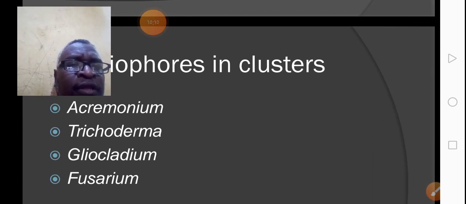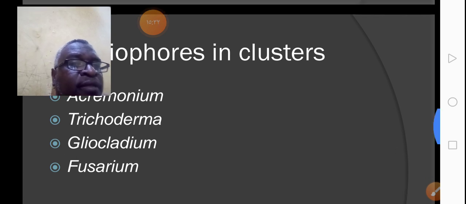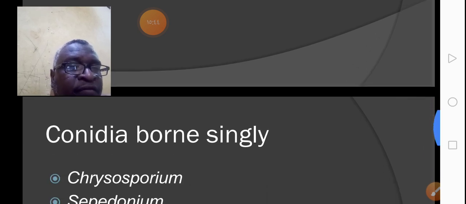We have conidiophores in clusters. Many species can produce them in a cluster: Acremonium, Trichoderma, Gliocladium, and Fusarium. This part of the conidiophore is always in a cluster, which makes it colorful and beautiful. That means fungi have many variable features, so we are concerned with the structure and reproduction to help us with identification.